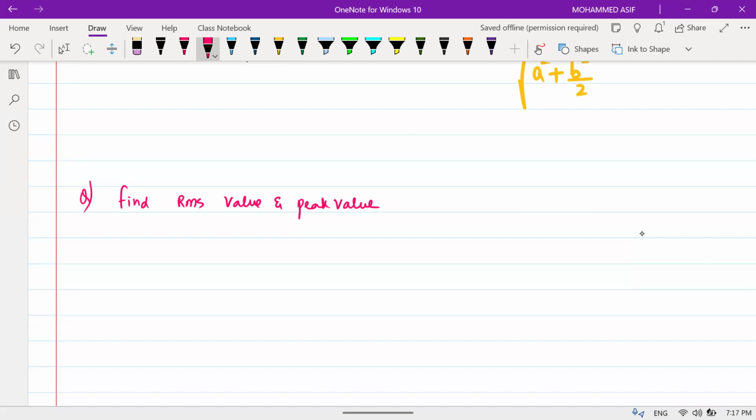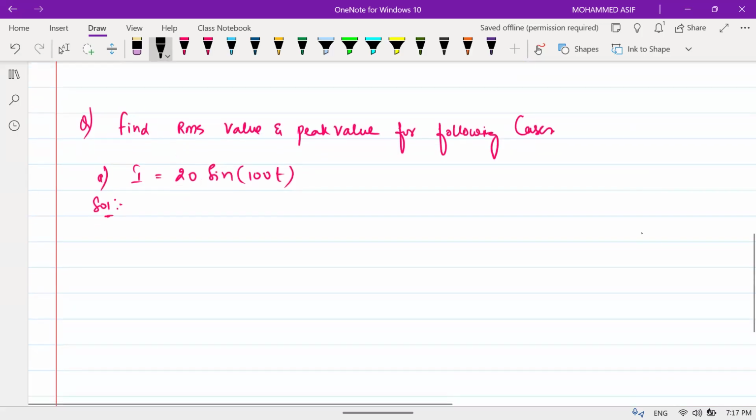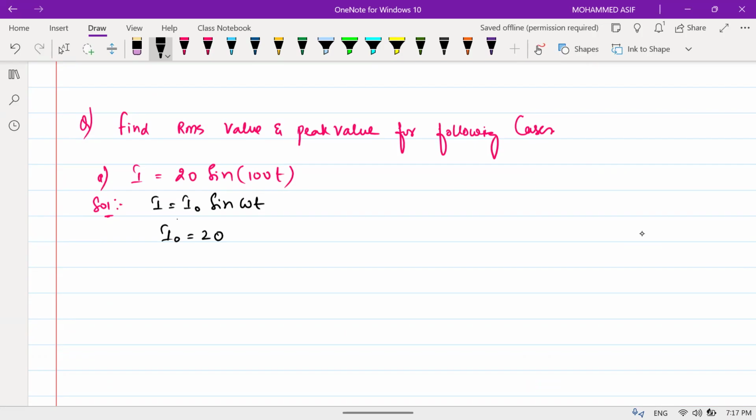The question is: find the RMS value as well as the peak value for the following cases. First question, number 8. I equals 20 sine 100t. Give me the answer for this one. I need the RMS value and the peak value. Peak value, can anyone tell me? 20. Very good. Compare it to the standard equation I equals I naught sine omega t. So I naught is the peak value. That will be 20.